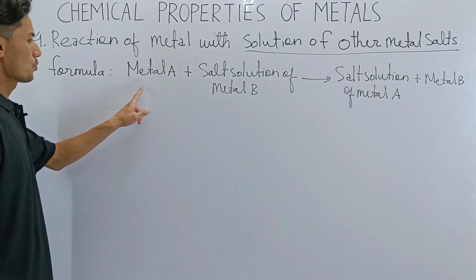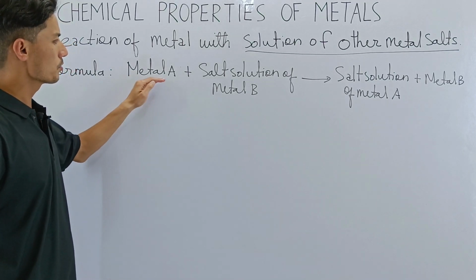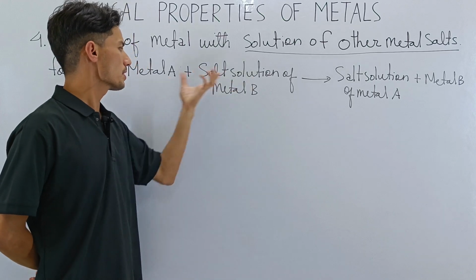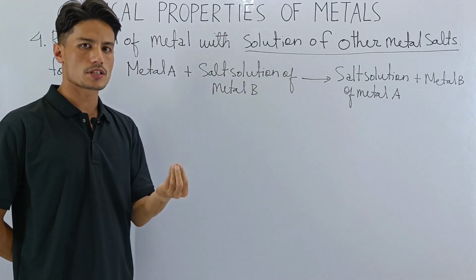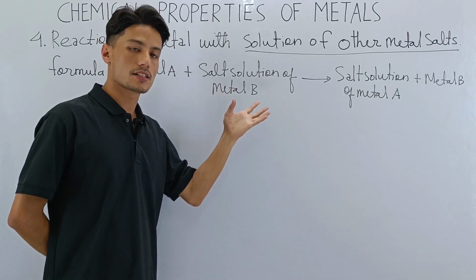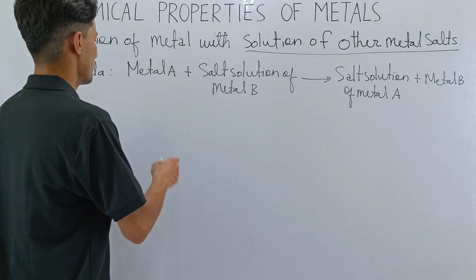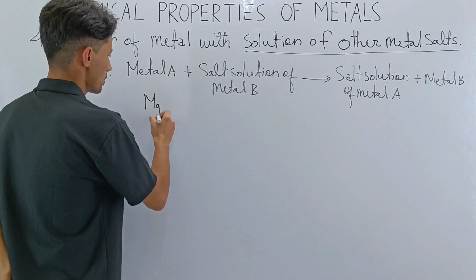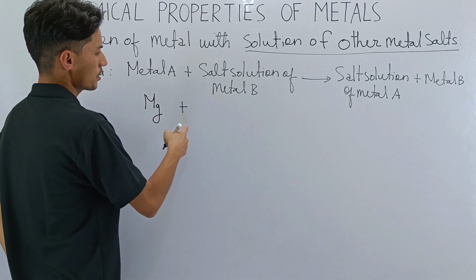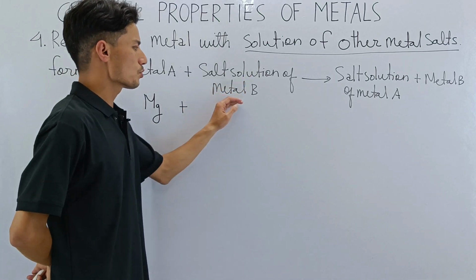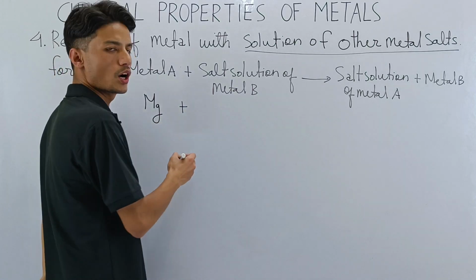So let's work out some examples, because with examples it will be very, very clear. But remember, the formula remains the same, the structure remains the same. I'm just gonna replace this with some real actual metals and get the answer for you. So let's take Mg, magnesium. So magnesium is metal A for me. Remember this is metal A plus salt solution of metal B. So we need a solution of another metal. Let's use copper sulfate solution.